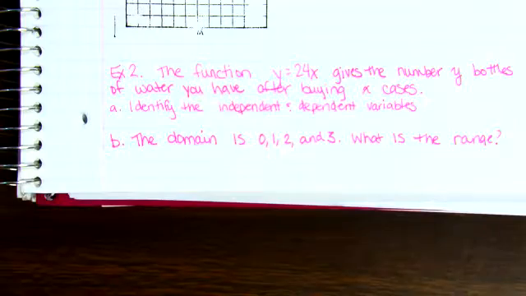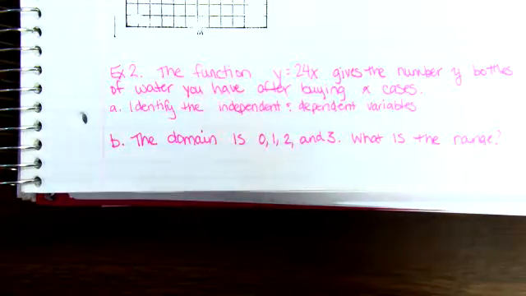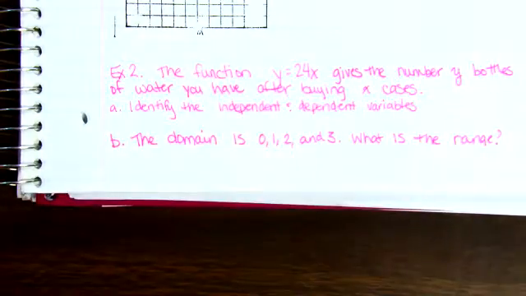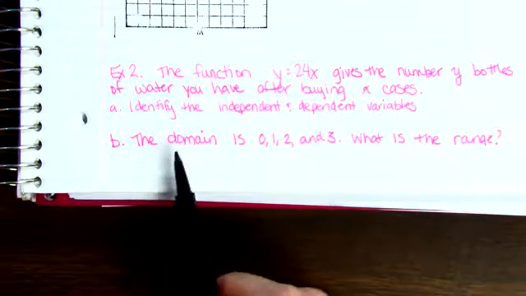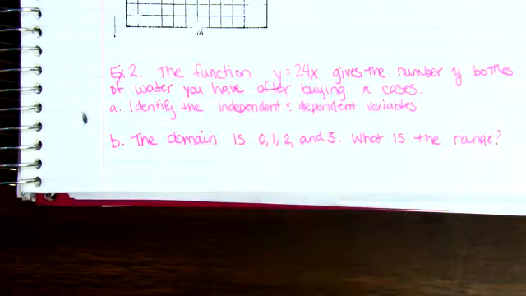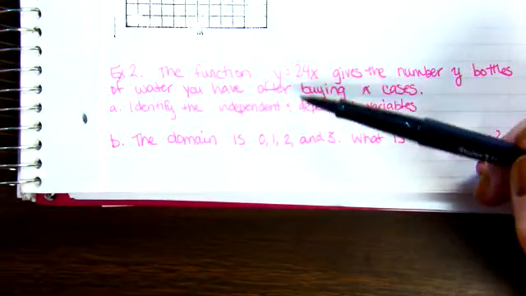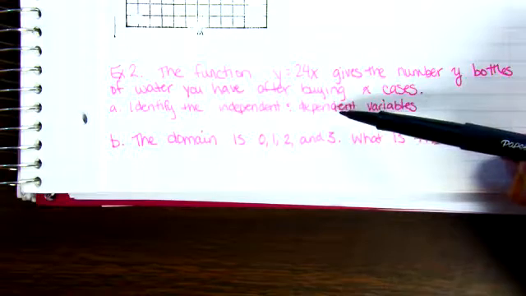Okay, here's a word problem that helps us think about what functions are a little bit more. So the function y equals 24x gives the number y bottles of water you have after buying x cases. We want to identify the independent and dependent variables, and we also, for part B, if we're given a specific domain, we want to say what the range is. So to start off with, let's look at the independent and dependent variables.